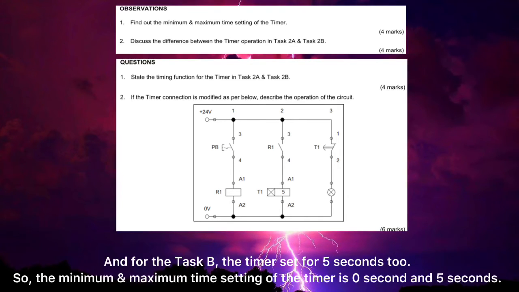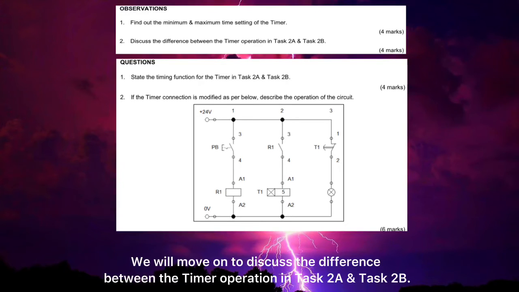And for task B, the timer is set for 5 seconds too. So the minimum and maximum time setting of the timer is 0 seconds and 5 seconds. We will move on to discuss the difference between the timer operation in task 2A and task 2B.